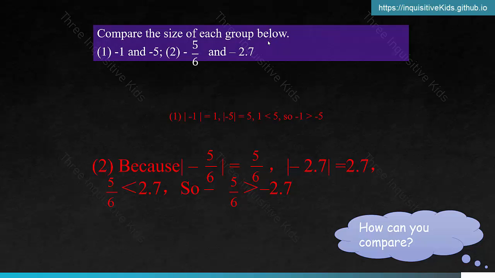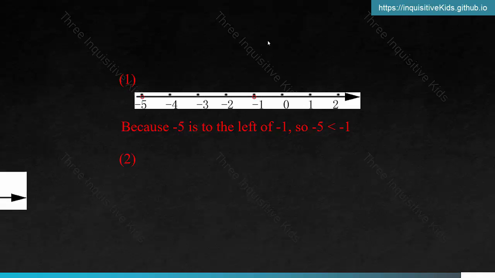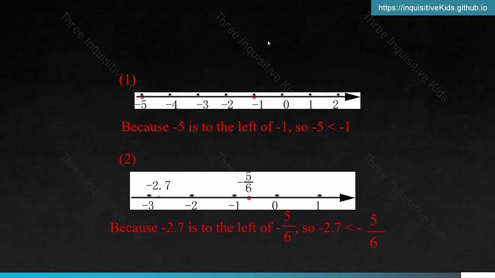How can you compare? Number 1. Because negative 5 is to the left of negative 1, so negative 5 is smaller than negative 1. Number 2. Because negative 2.7 is to the left of negative 5 over 6, so negative 2.7 is smaller than negative 5 over 6.